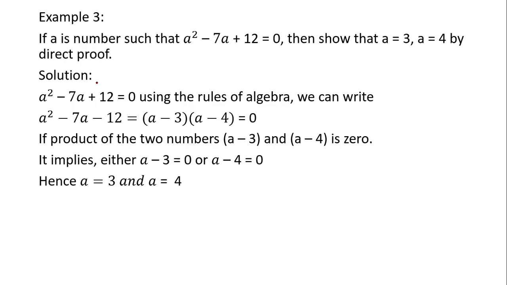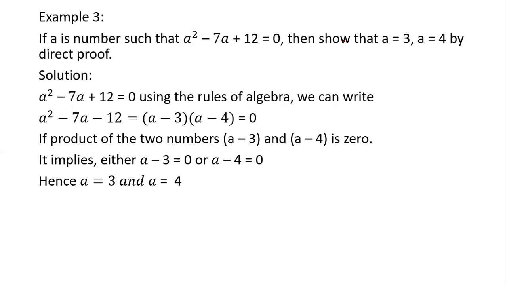Now we all know that a squared minus 7a plus 12 equal to 0. So if we are using the rules of algebra, I want to prove that a equal to 3 and a equal to 4. It means if you put 3 inside here to satisfy this equation, you get 0. When you put 4 here, we also get 0.